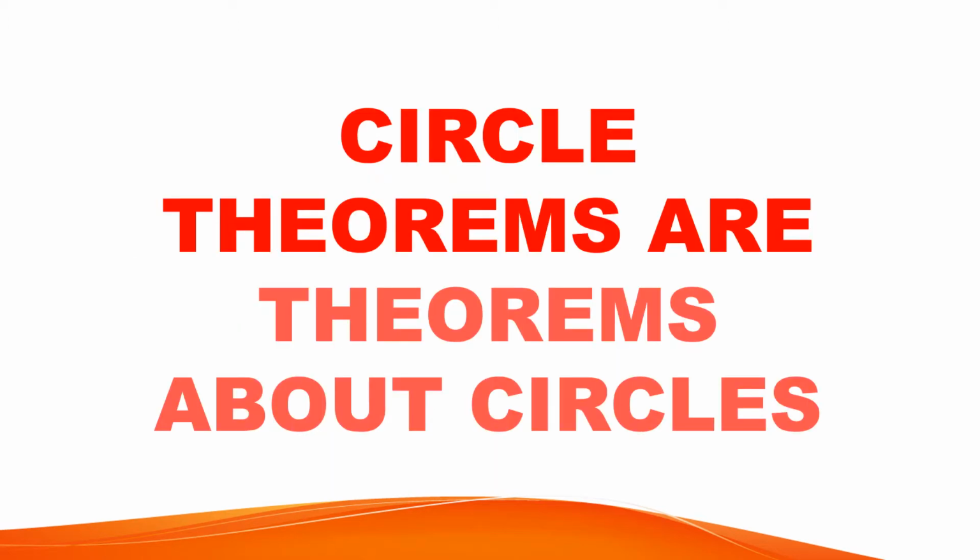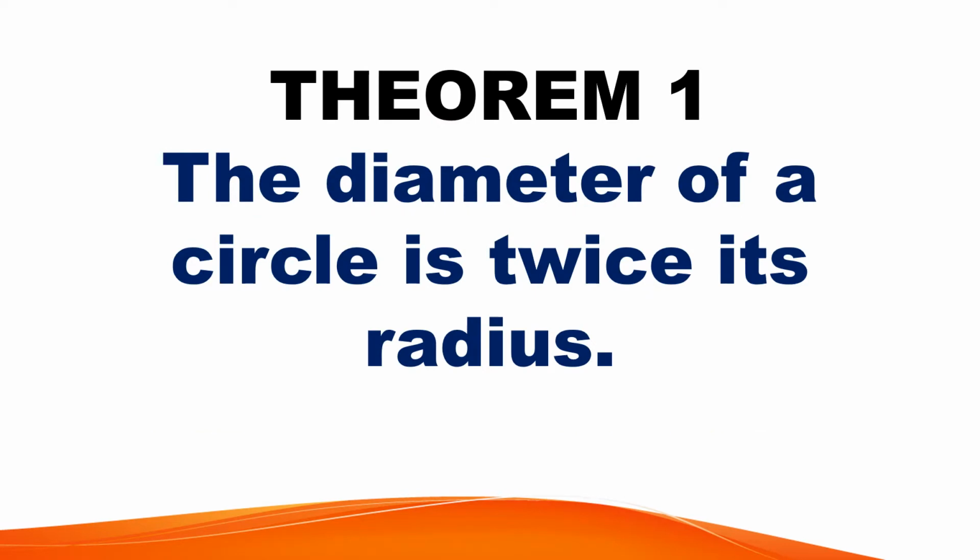Circle theorems are theorems about circles, and this is what we are going to discuss today. Let's go to theorem number 1. The diameter of a circle is twice its radius.